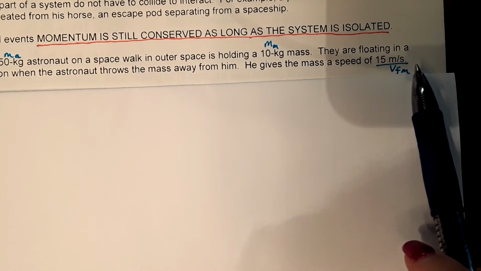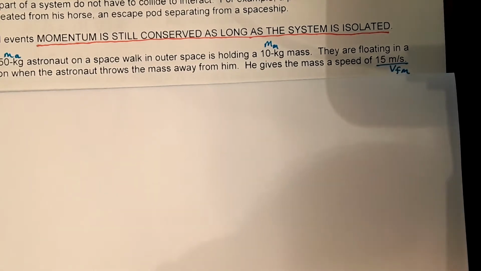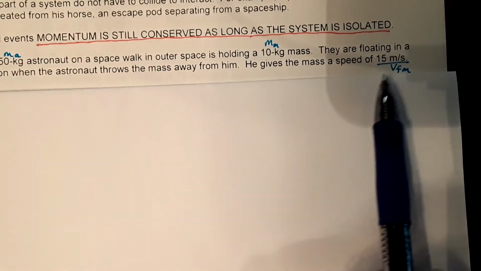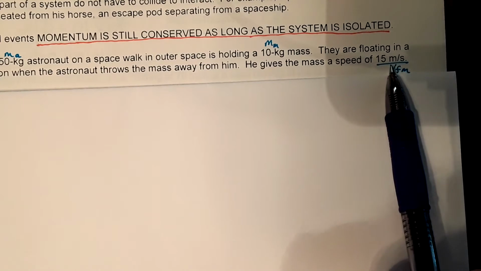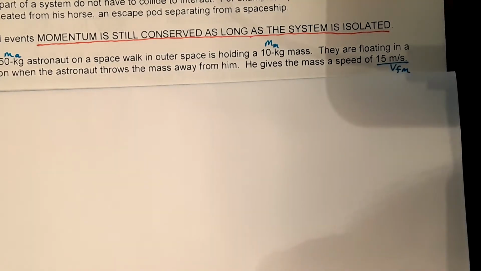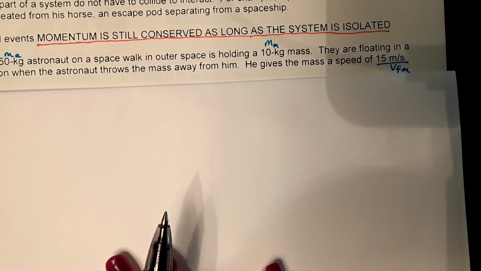So let us consider the event. The event is the throwing. So you have before he throws and you have after he throws. Well, before he throws, the mass that he's holding isn't moving. Remember, they're stationary. But after he throws, the mass is moving at 15 meters per second. So that would be the final velocity of the mass.